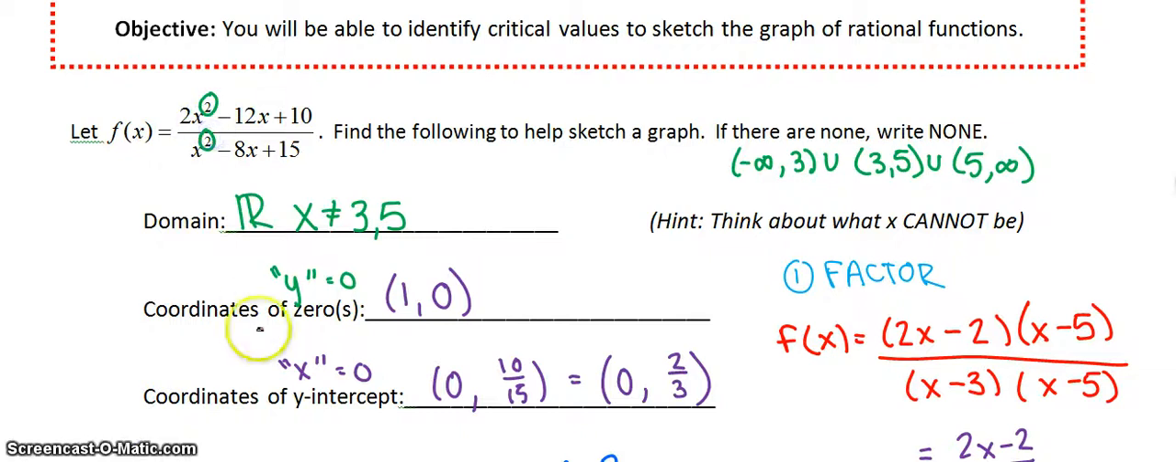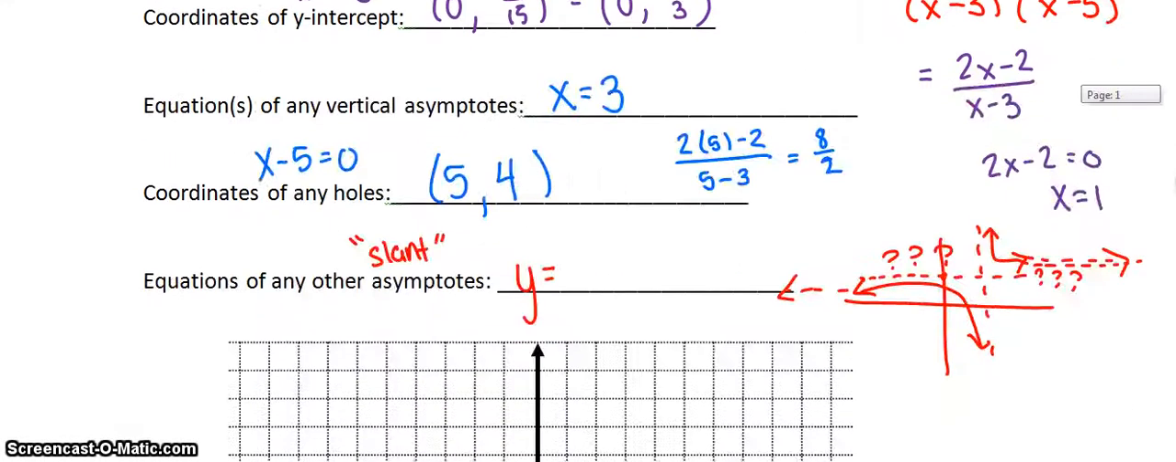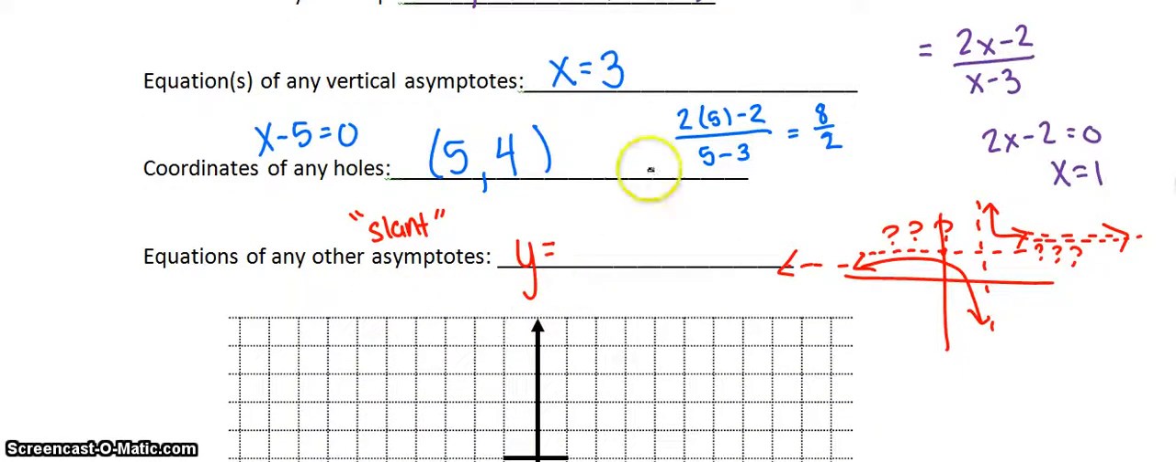Since these are both a degree of 2, they'll kind of get increasingly big at the same rate, and we can just look at the ratios. So our horizontal asymptote in this case will be at y equals the ratio of the lead coefficients, which is 2 over 1. Or you can just say y equals 2.